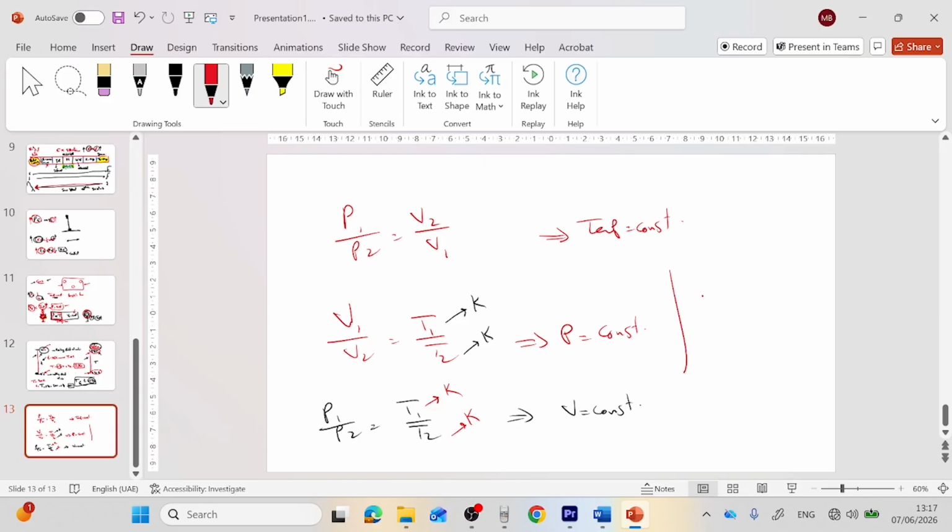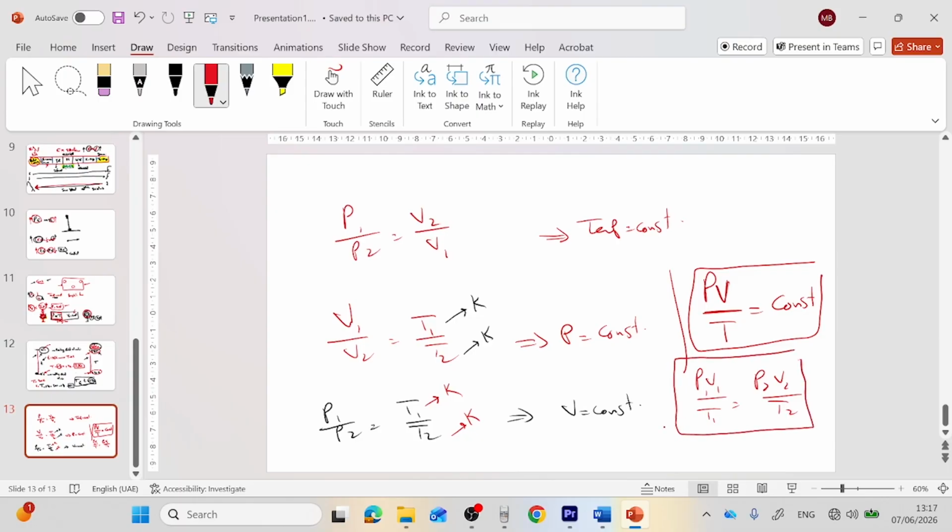Finally, we have something called the general gas law, which states that the product of the pressure of any gas times its volume, divided by the temperature on the Kelvin scale, is a constant value. So in this case, it will be P1 V1 over T1 is equal to P2 V2 over T2. But you will not need this relation; this is just in general for advanced questions.